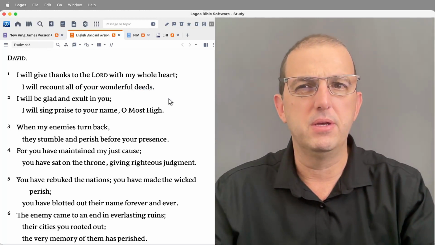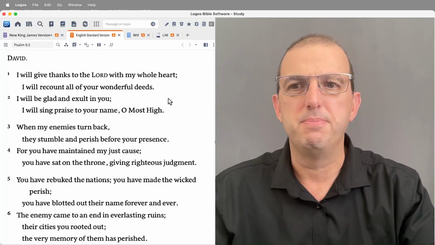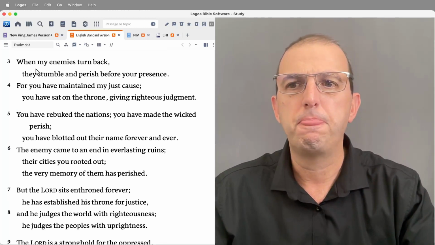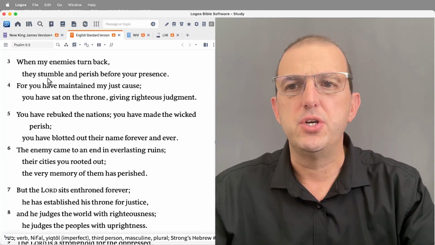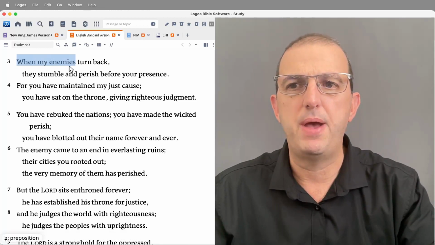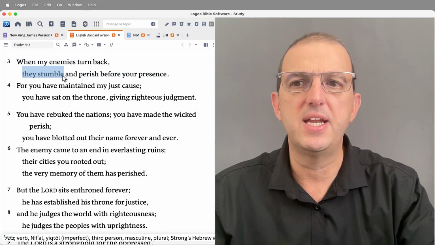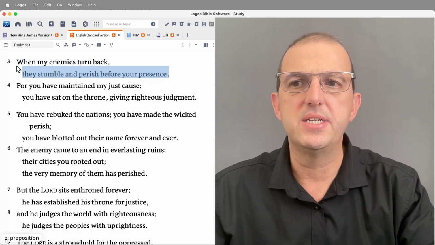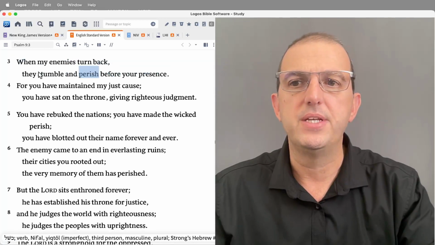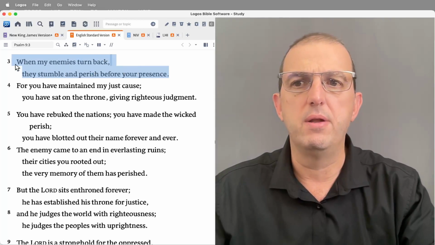So the classification of lament is open to debate, but praising God for his wonderful deeds is where we open. When my enemies turn back, they stumble and perish before your presence. What kind of parallelism is this? This would be called synthetic parallelism, because the second phrase doesn't echo the first phrase. It's not inherently similar. It simply completes the first phrase. Together, these make one thought.